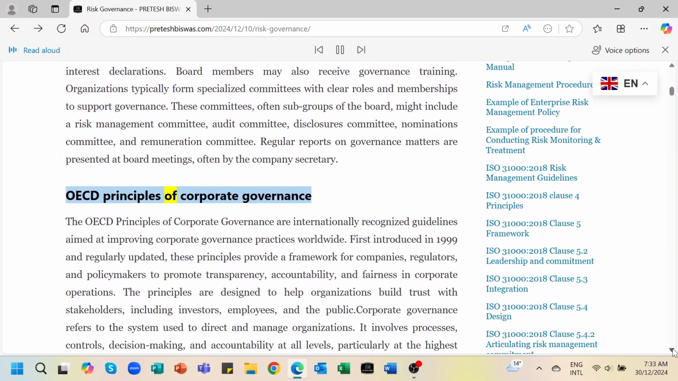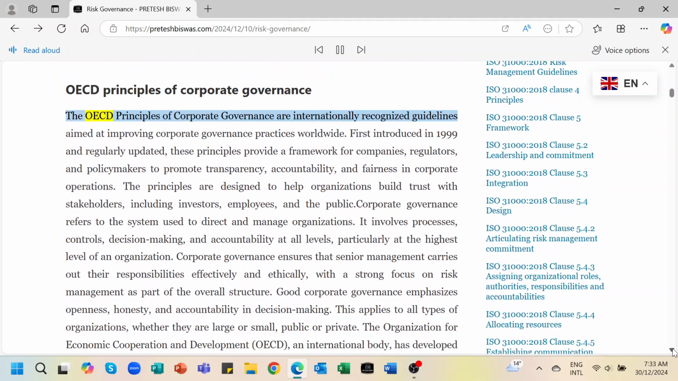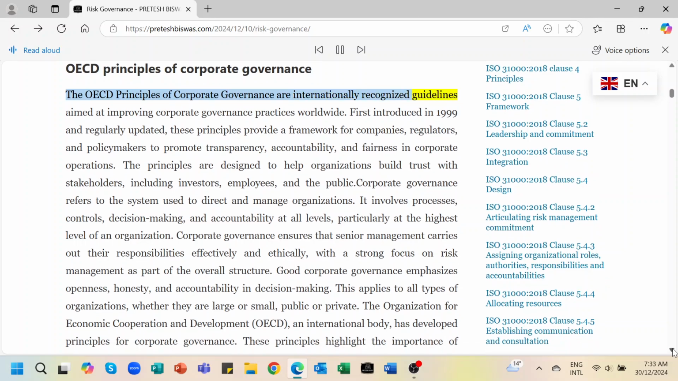OECD Principles of Corporate Governance. The OECD Principles of Corporate Governance are internationally recognized guidelines aimed at improving corporate governance practices worldwide. First introduced in 1999 and regularly updated, these principles provide a framework for companies, regulators, and policymakers to promote transparency, accountability, and fairness in corporate operations. The principles are designed to help organizations build trust with stakeholders, including investors, employees, and the public.